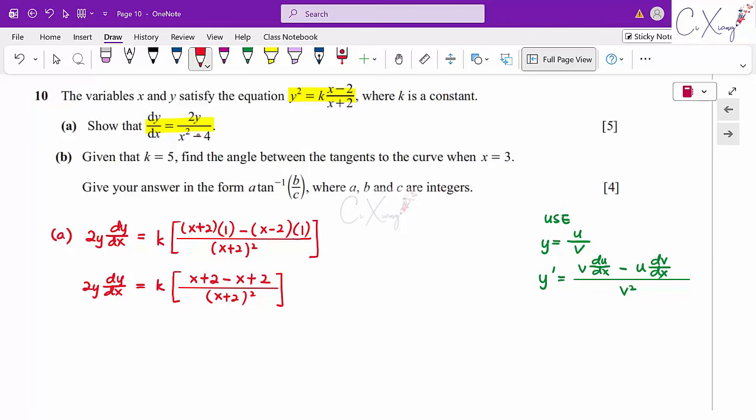Okay, so compared with the answer that we have, what can we see here? They want us to have 2y over x squared minus 4. Okay, but we don't see anything related to our answer now. So what we should do is try to simplify further and see. What can we do? Okay, so if I simplify what I have here, x minus x becomes 0. So 2 plus 2 becomes 4. So by right, I will be having 4k divided by x plus 2 squared.